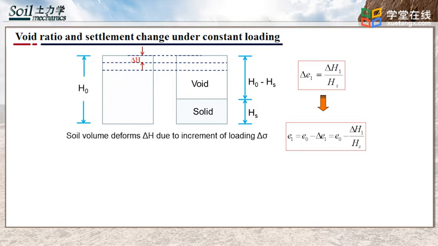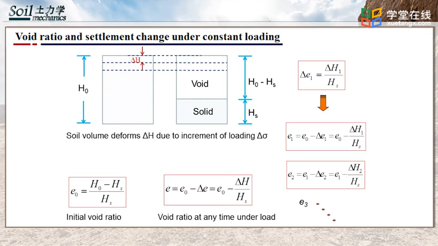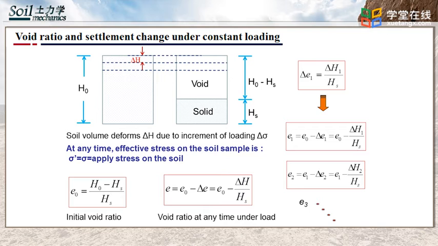Until the end of consolidation, total stress is equal to effective stress. For the next loading, sigma 2, please notice sigma 2 equals the cumulative load per unit area of specimen. It causes additional deformation delta H2. The void ratio until the end of consolidation e2 can be calculated under this equation. Proceeding in a similar manner, we can obtain the void ratios until the end of the consolidation for all load increments. So we know soil volume deforms delta H due to increment of loading delta sigma. At any time, effective stress on the soil sample is equal to applied stress on the soil.